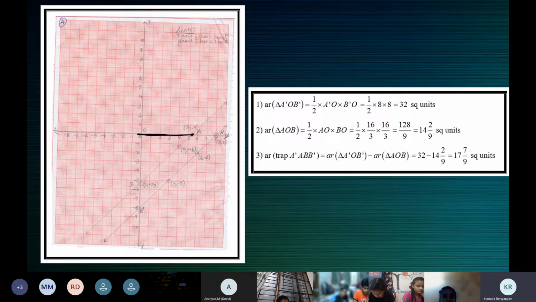And this one is a little more than 5. We have marked it 5 1 by 3, or 16 by 3, that is. So half into base 16 by 3. Height also, when you come down here, it's not exactly 5. Height is not minus 5, children. Base and height are not negative. So positive value 5, but it's not 5. It's a little more than 5. 5 1 by 3, which is 16 by 3.